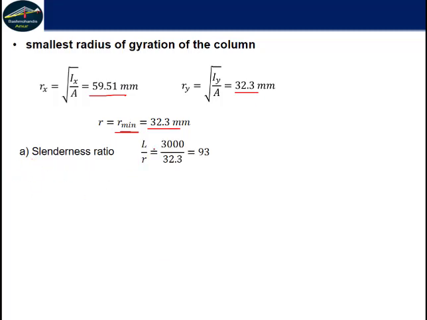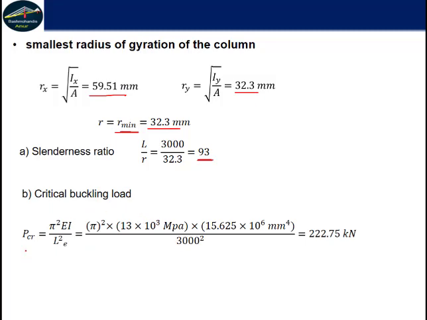Slenderness ratio is equal to L over r. Therefore L is 3 meters, and r is 32.3 mm, so converting L to mm gives 3000 mm. The slenderness ratio comes out to 93. Okay. B: calculate the critical buckling load. We have the formula: critical buckling load equals pi square E times I divided by effective length square.